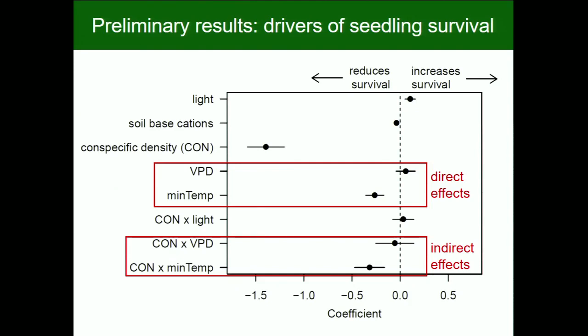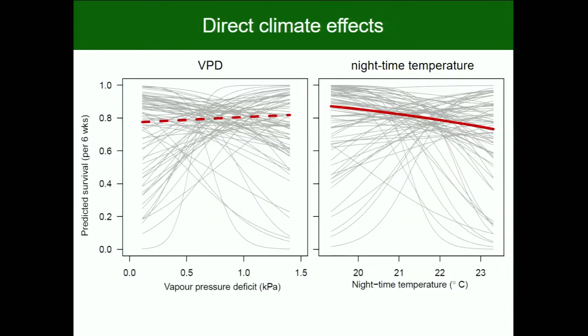temperatures increase. And for the indirect effects, so the interaction between conspecific density and VPD and conspecific density and minimum temperature, we see the same. So there are no indirect effects of drought on seedling survival. But we do see that there's an interaction between conspecific density and nighttime temperature, so that temperature actually modifies the effect of negative density dependence on seedling survival.